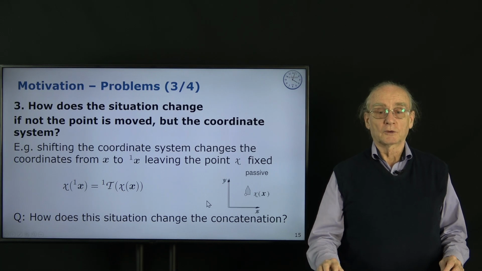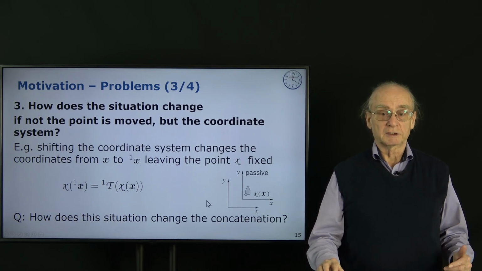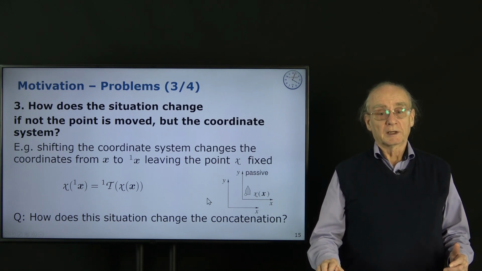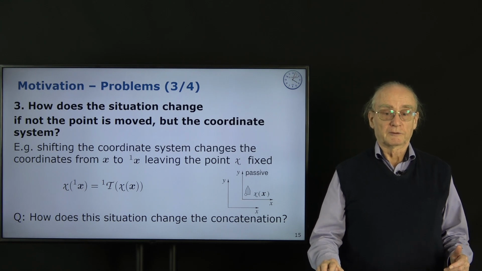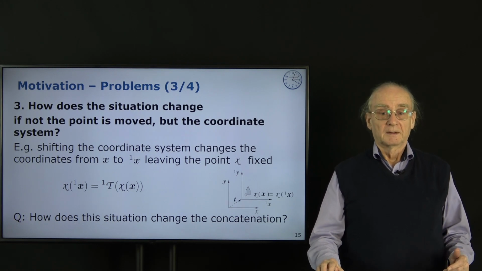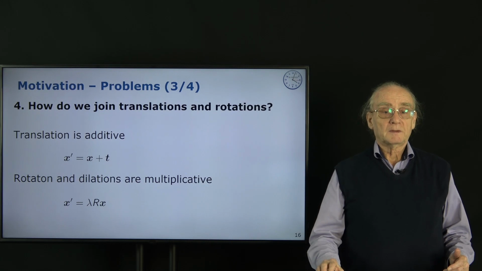And if we now move the coordinate system in a positive direction, the coordinates of this point obviously are diminished. So we have a different situation than if we move the point. Question is, how does this situation change the concatenation? We have to discuss this. And finally, we want to join translations and rotations. As I already mentioned, translations are additive, rotations and dilations are multiplicative, and we would like to join them. And that's the reason why we use homogeneous coordinates.